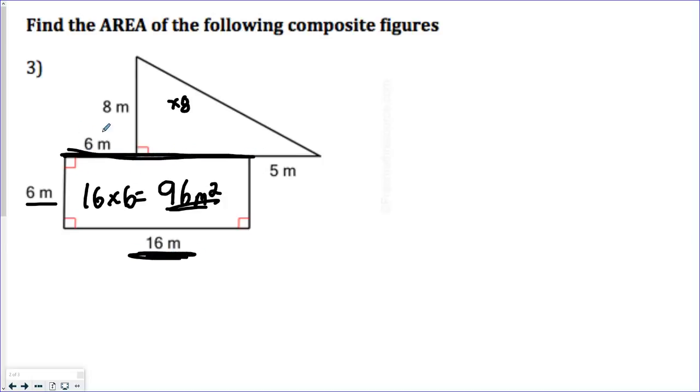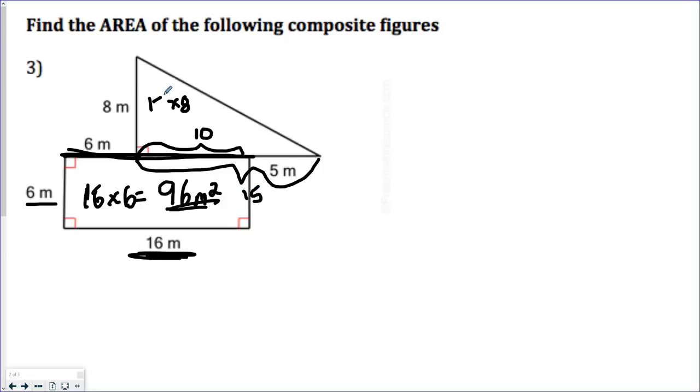I know that this part is 7. Whoops, sorry. I know that that part is 6. I don't know why I said 7 there. So I know that this part right here is 6. I know the entire thing is 16, which means that this piece that's missing right here has to be 10, which means my entire base of the triangle, because remember, I have to use the entire base of the triangle in my formula, is 15.